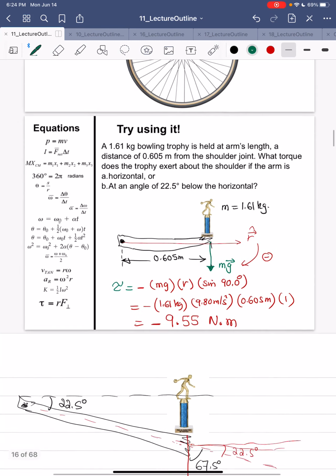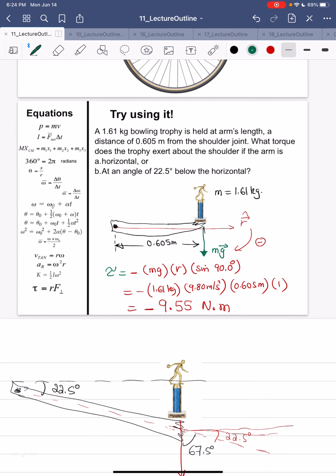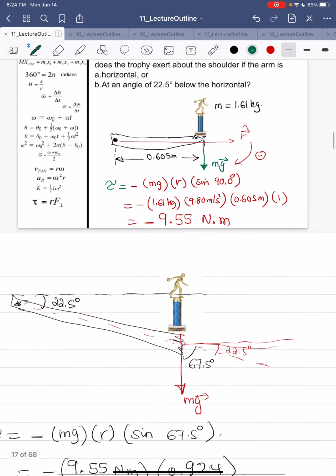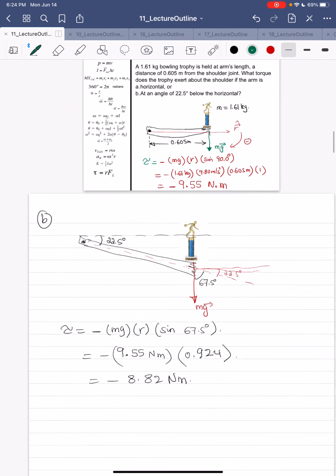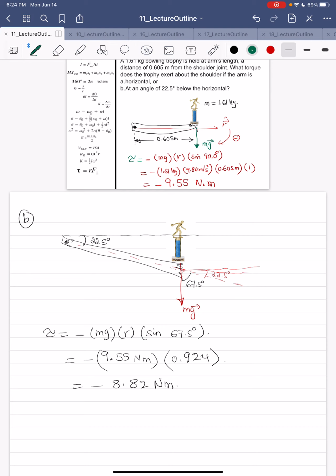Of course, I want to follow the rules for the calculation. Minus m g r sine 90, and that is going to give us negative 9.55 newton meters, because here sine 90 is 1. Whenever we include the angle here, you can consider the 22.5, but I like always to use the angle that is truly there, and it is not going to change anything in the numbers. m g r sine 67.5, which is 90 minus 22.5, is going to give me minus 8.82 newton meters. Then the torque changes based on the angle. The 90 is going to give you the maximum torque.